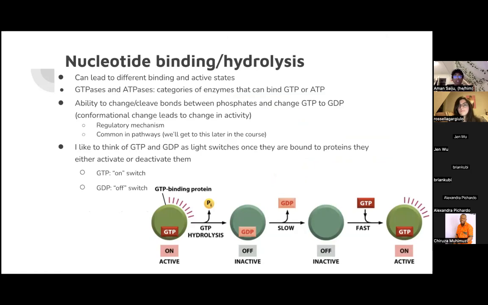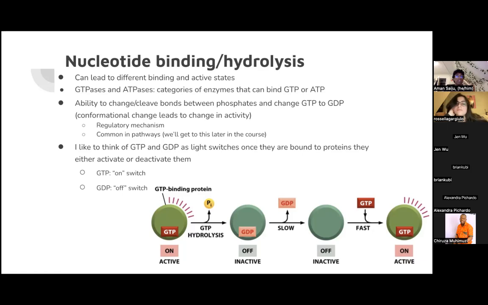And GTPases will be able to cleave the third phosphate group on a GTP to make it GDP. So it'll go from GTP bound, it'll cleave the phosphate group off of the GTP, and then it'll remain GDP bound and let that phosphate group go. That can change things from being in the on position to the off position, quote unquote. So an enzyme that's bound to GTP might be able to carry out whatever function it has, but then when it cleaves that phosphate group and goes back to being GDP bound, it can no longer carry out its activity.